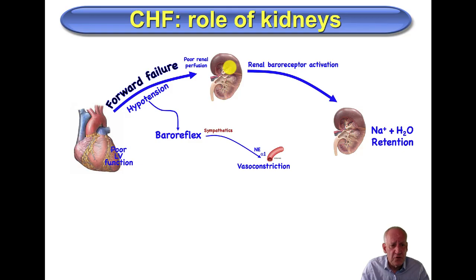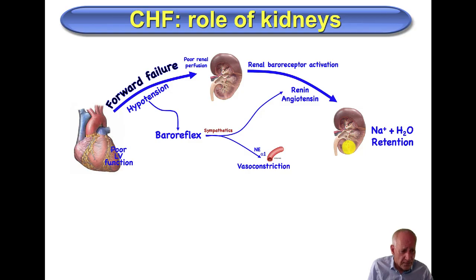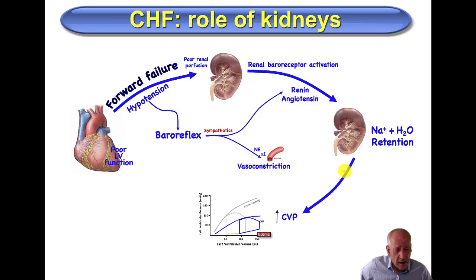Poor renal perfusion activates the renal baroreceptor, which stimulates the release of renin, activating the RAA system. The release of renin from the kidney is further stimulated by sympathetic drive. Angiotensin II causes further vasoconstriction and stimulates the release of aldosterone from the adrenal gland. The aldosterone then instructs the kidney to retain sodium and water. Urine output is reduced, and fluid retention fills the venous reservoir and increases central venous pressure.